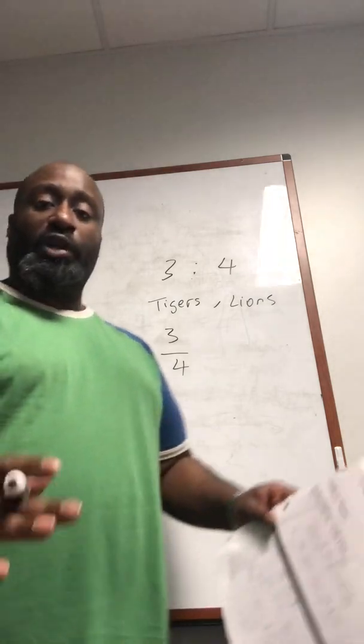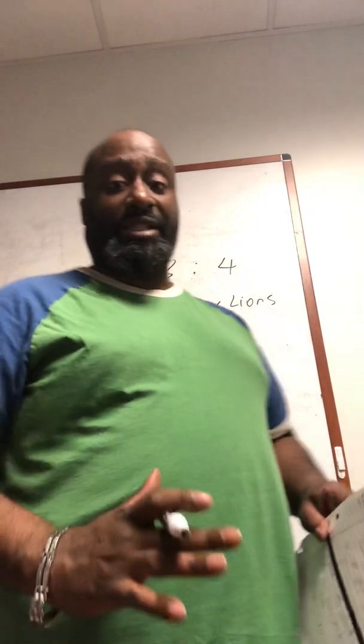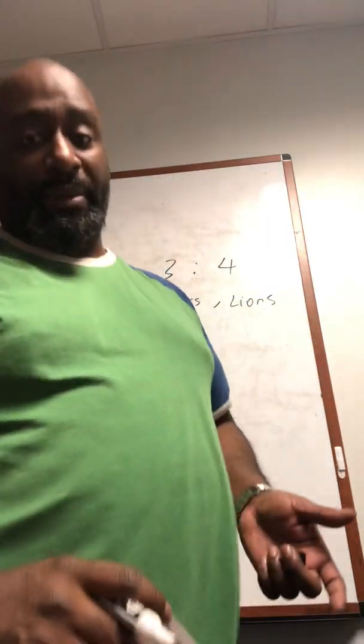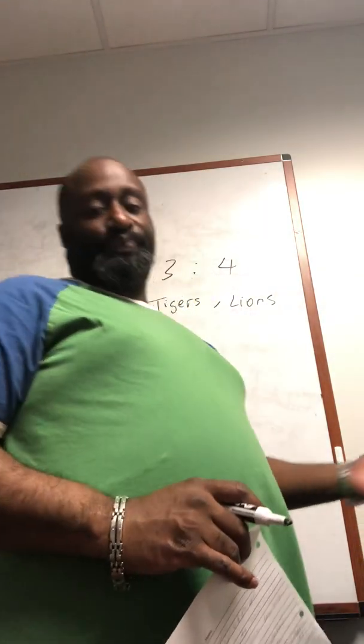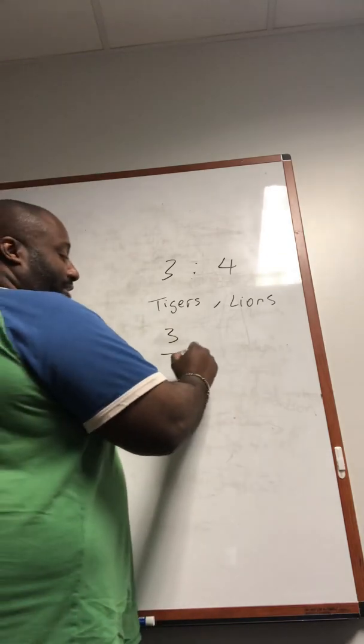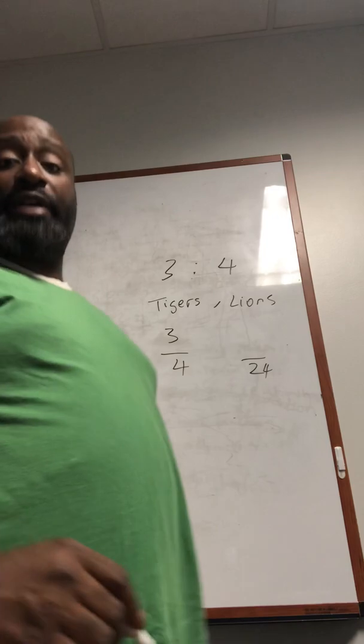Now guess what? We're told that there are 24 lions, and they want us to figure out how many tigers are in the zoo. So remember the proportion is 3 is to 4. The lions are here, the tigers are here. We're going to write 24. And remember, I taught you this. Whenever we don't know something, it's unknown, we're going to give it a variable. I'm going to choose the variable x, and I'm going to put this x right here.